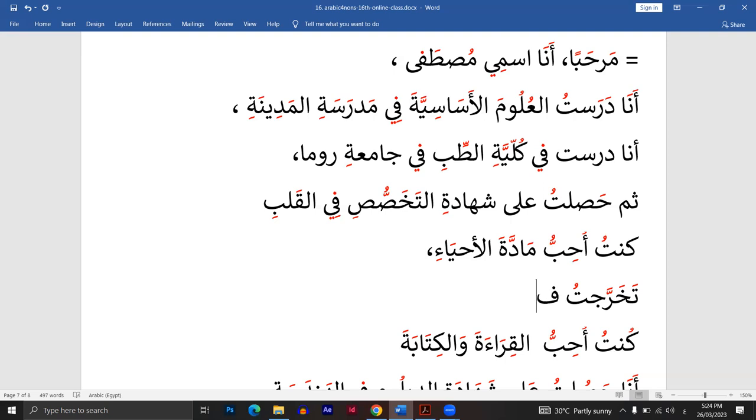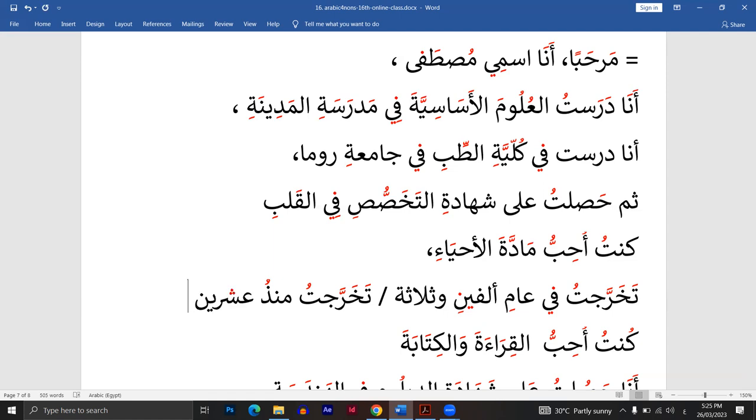Kharrajtu fi aam alfayni wa thalatha. Alfay means 2000 and thalatha means 3. في عام 2003. It means since 20 years, right? نعم. You can instead say تخرجت منذ 20 سنة. تخرجت منذ 20 سنة. I graduated since 20 years. Right?